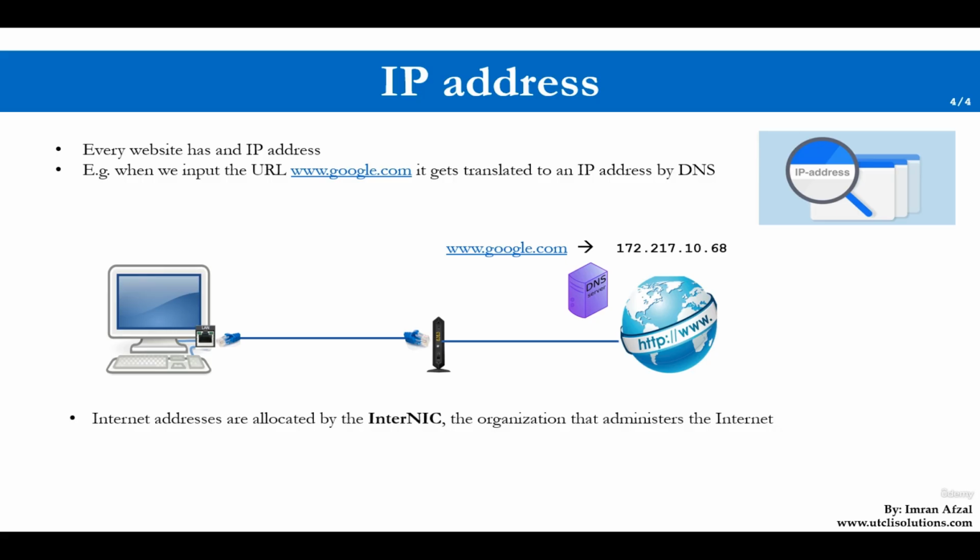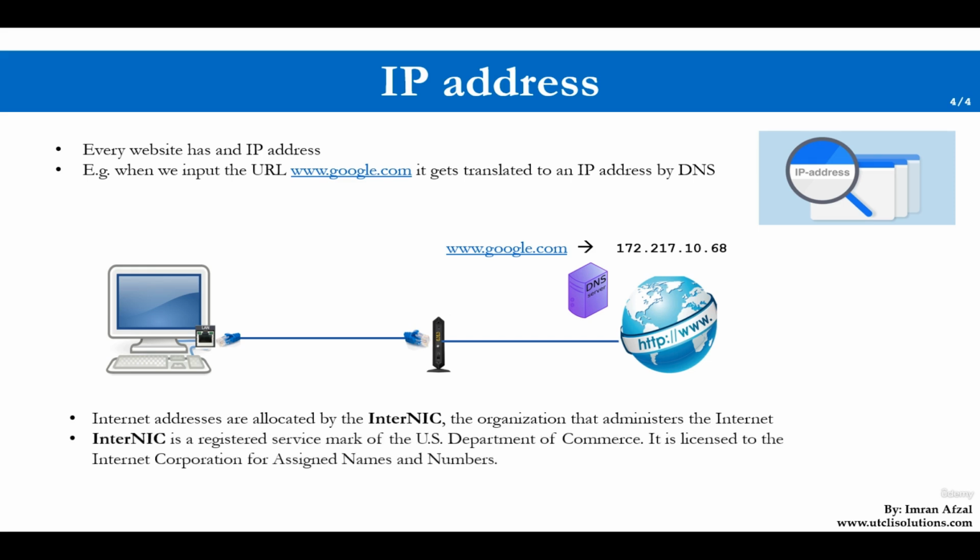Now, internet addresses are allocated by the company named InterNIC, the organization that administered the internet. InterNIC is a registered service mark of the US Department of Commerce. It is licensed to the Internet Corporation for Assigned Names and Numbers. They are the ones who give out IPs and manage the IPs in the world.